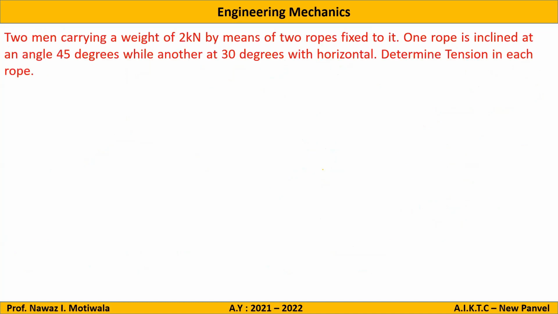No, sir. So now let us start with the problem solving, depending on Lami's theorem and all the concepts which we have studied. So the question says like this: 2 men carry a weight of 2 kilonewton by means of 2 ropes fixed to it. One rope is inclined at an angle of 45 degrees while the other is inclined at 30 degrees with the horizontal. Determine the tension in each rope.